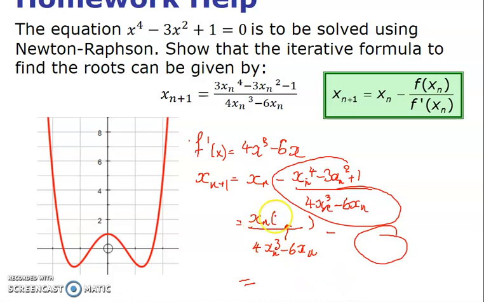It's not actually that hard, but the trick is remembering to times all of this up here by 6xn, and then this doesn't, and then join the two together.